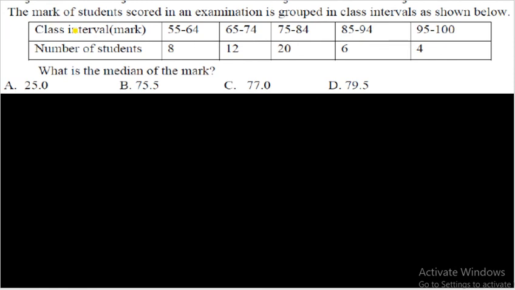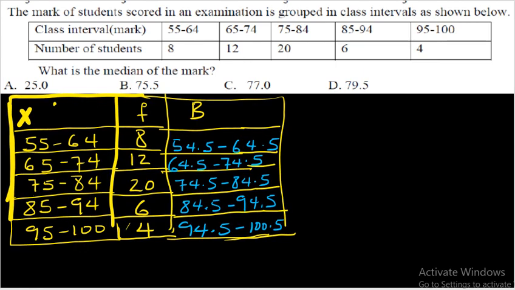It says the marks of students scored in an examination are grouped in class intervals as shown below. Class interval and number of students, that's the frequency given. Then what is the median? Let us prepare the table and let us see. When we prepare the table vertically, as you see here, it's better.